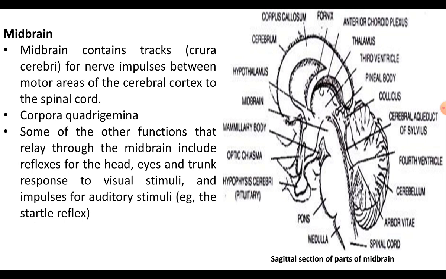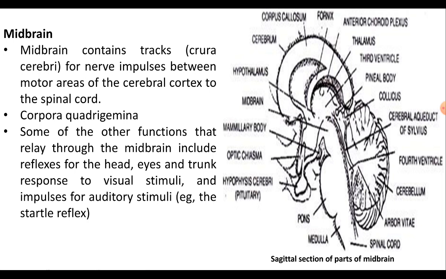Coming to the second part of the brain, that is the midbrain. This midbrain mainly acts as a junction to relay the transmission of nerve impulses between the forebrain and the hindbrain, where this midbrain consists of a number of tracts and the bundle of nerve fibers called the crura cerebri. And this crura cerebri is present on the ventral side of the brain, where it transmits the nerve impulses between the motor areas of the cerebral cortex to the spinal cord.